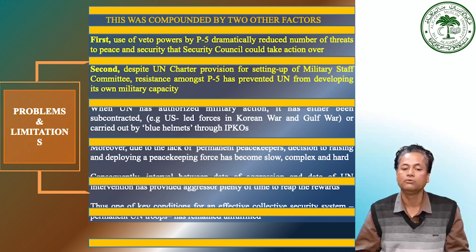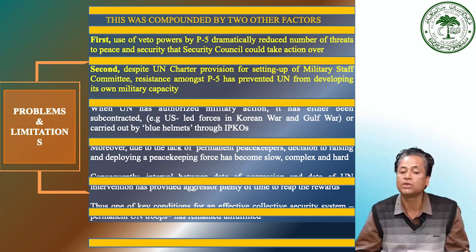This has meant that when the United Nations has authorized military action, it has either been subcontracted, as we have seen in the case of the United States, which led the multinational forces such as in Korea or in the Gulf War, or to regional bodies such as NATO or the African Union, or it has been carried out by the multinational force of the so-called blue helmets through its peacekeeping operations, contributed by the member countries.